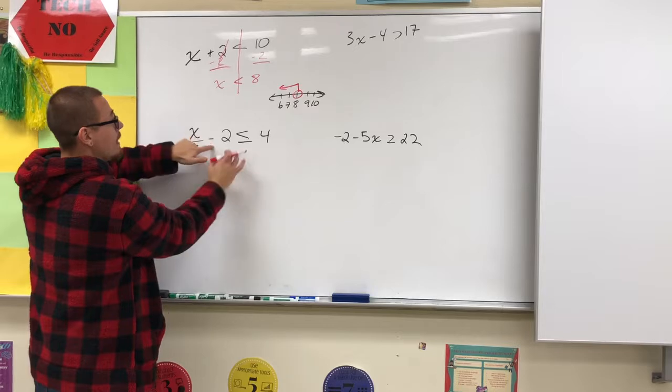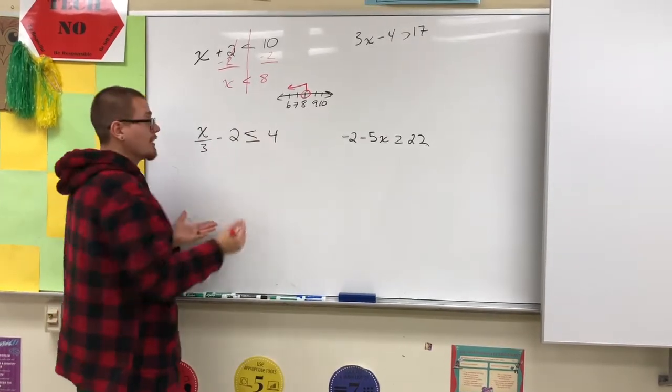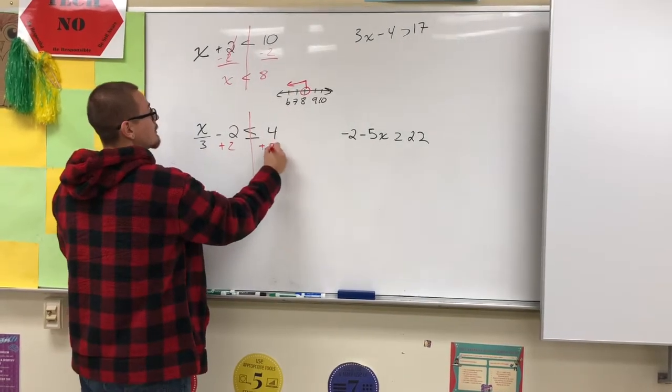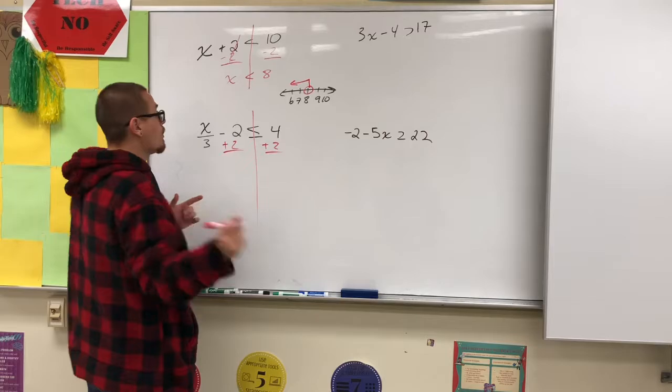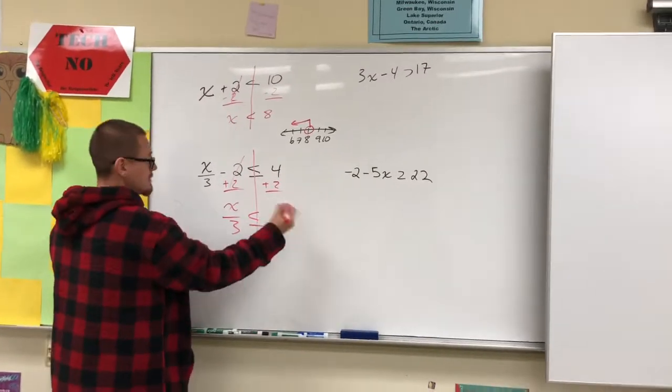X divided by 3 minus 2 less than or equal to 4. How do you get x by itself? This is a 2-step. Hit that 2-step. We add 2 to both sides. That's the APE, addition property of equality. We get x divided by 3 is less than or equal to 6.